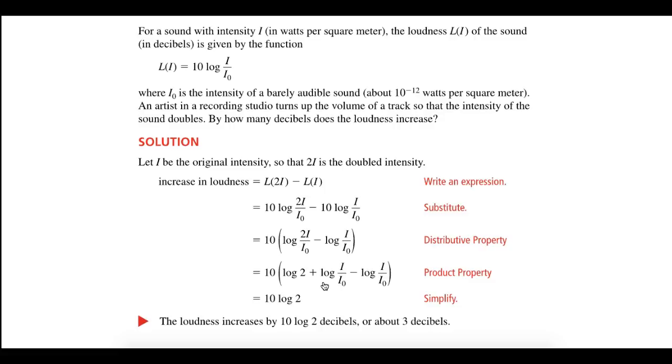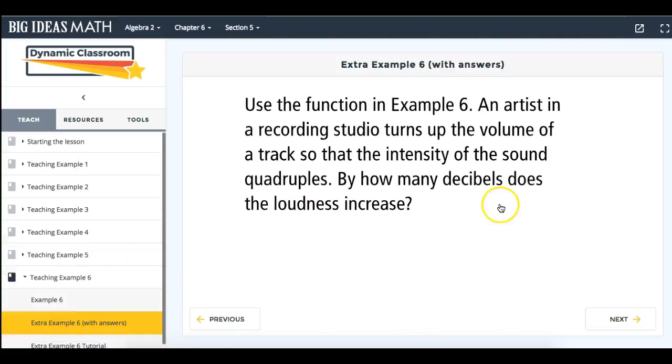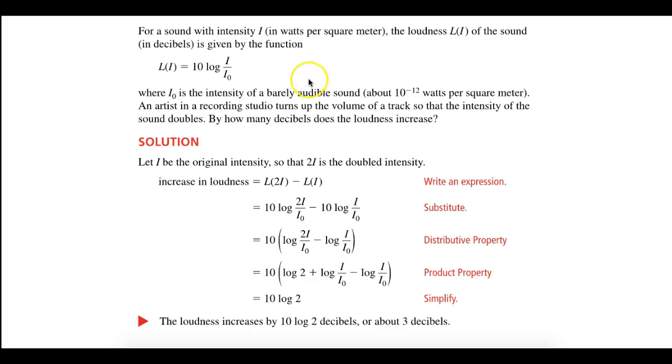So you see the relationship here. The intensity doubles, the sound goes up by 3 decibels. Now, using this same formula, you're going to want to write this down in your notes, to be able to come back to it. I want you to answer this question. Using the same function, but this time the artist turns up the volume so that it's quadrupled, how many decibels does the loudness increase? Same problem here, this is your formula, but I want to know how much the loudness increases when the intensity quadruples.